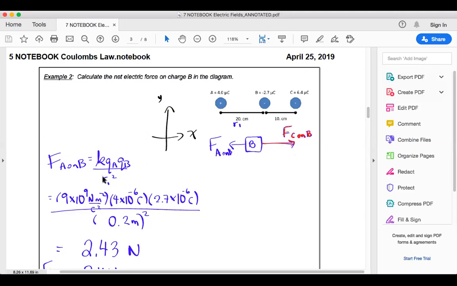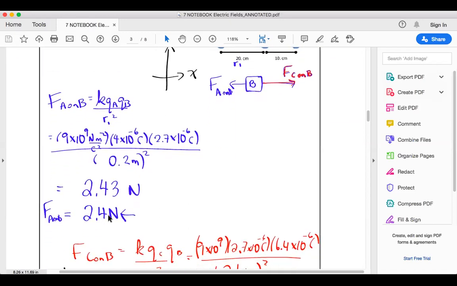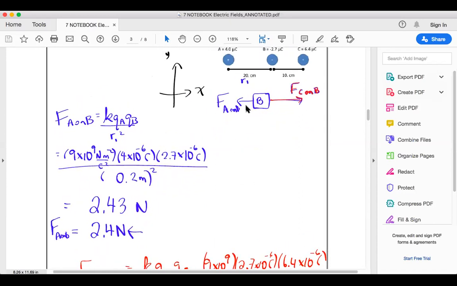So calculating this red force, I guess we'll do this blue one first, F of A on B, kQQ over r squared. Hopefully we're very comfortable using the exponent scientific notation buttons on your calculator so that you're not doing times 10 to the every single time. So 9 EE 9 times 4 EE minus 6 times 2.7 EE minus 6 divided by 0.2 squared. So we get 2.43 newtons to the left.